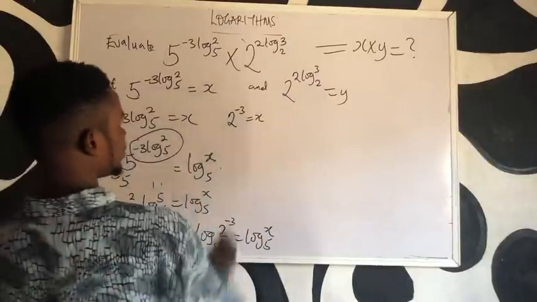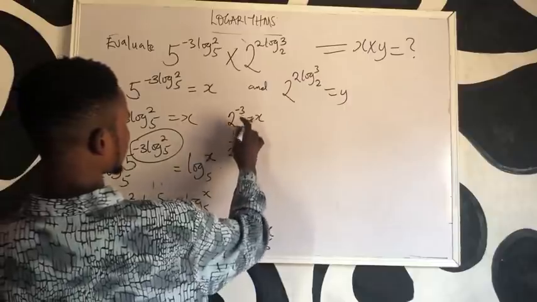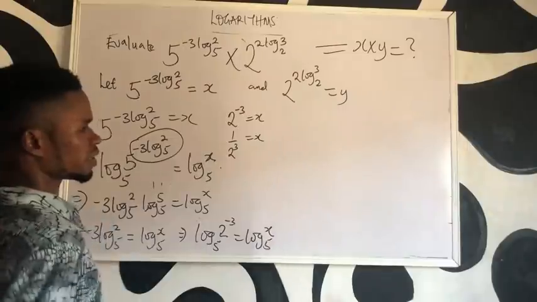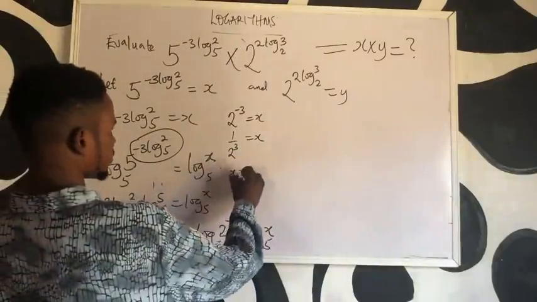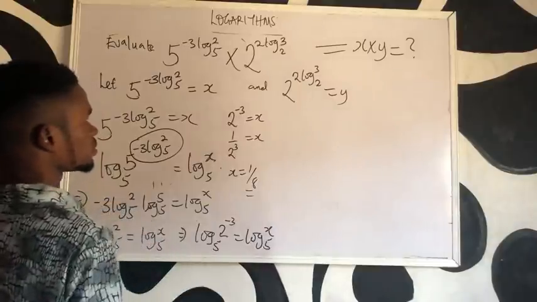So 2 raised by minus 3 is the same thing as 1 over 2 raised by 3, which is the same thing as x. So 2 raised by 3 is 8. Then x is equal to 1 over 8.